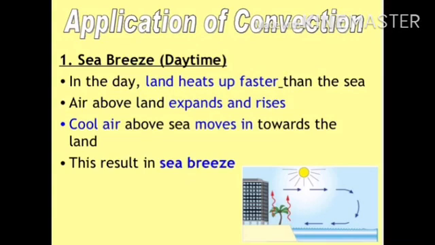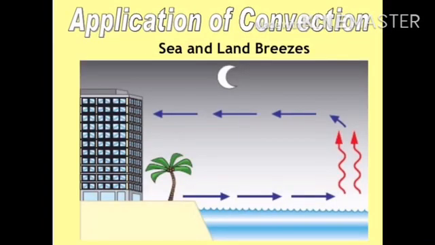It means during the day the land warms up more than the sea. The air over the land becomes hotter and rises upward. To take its place, the cooler air from the sea moves towards the land. This convection current from the sea to the land is called a sea breeze.